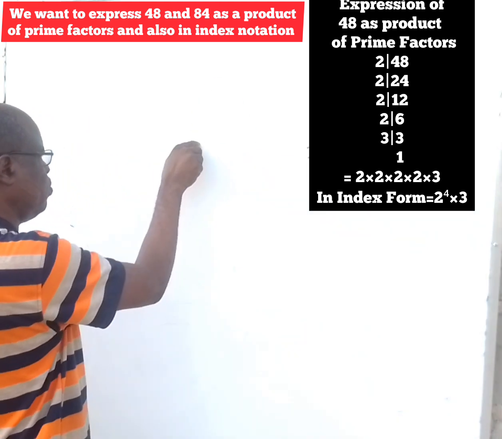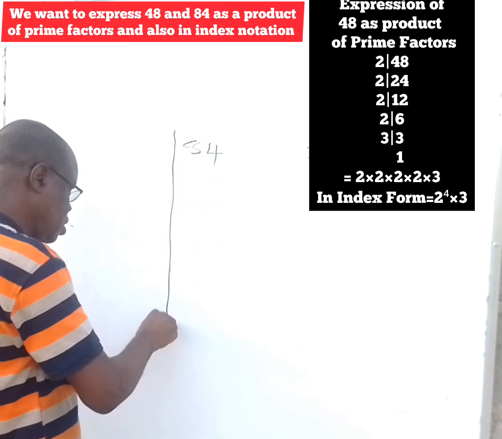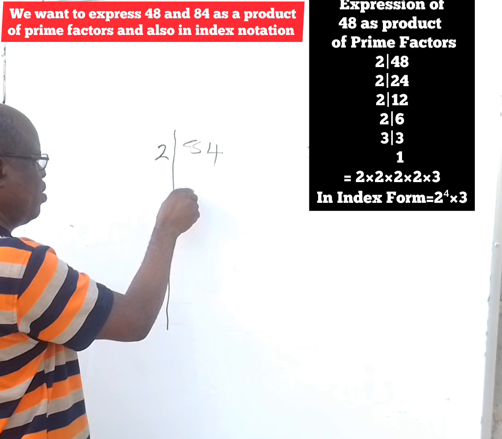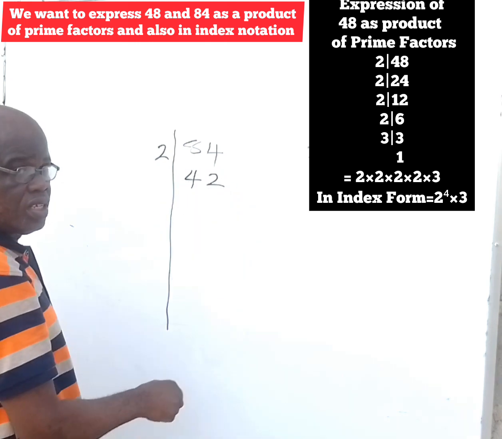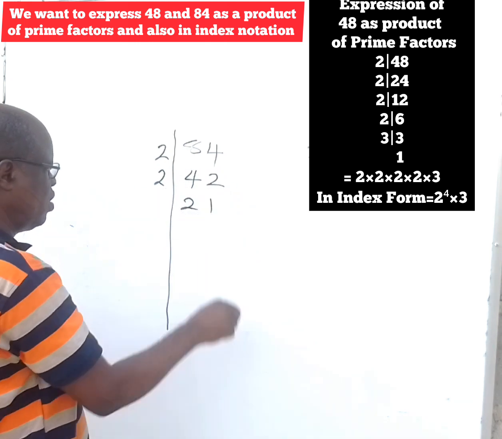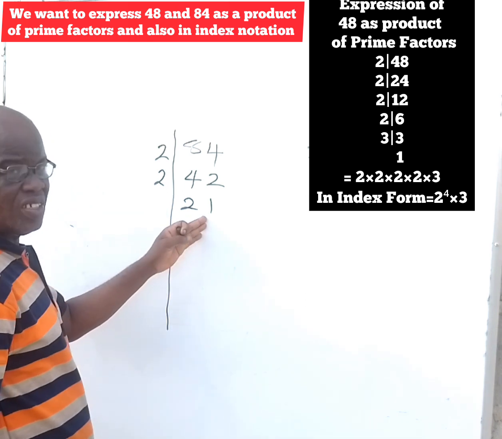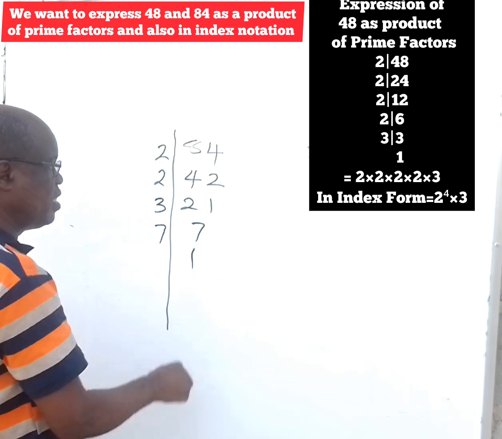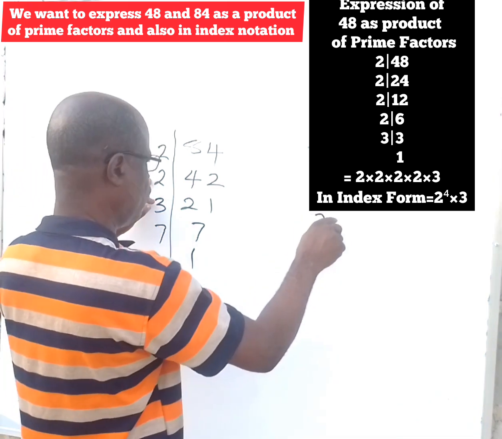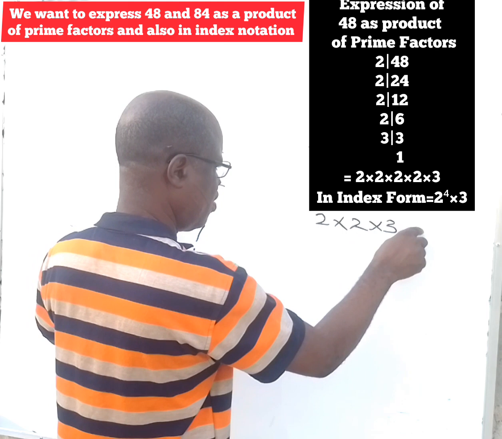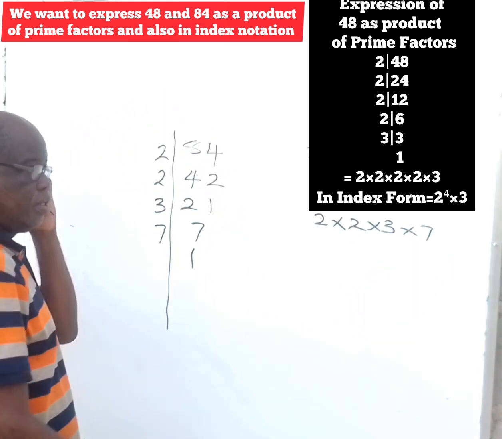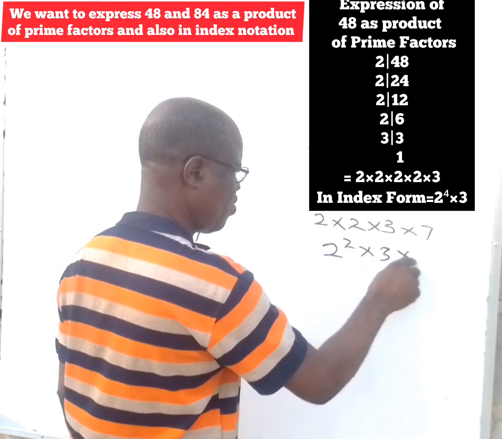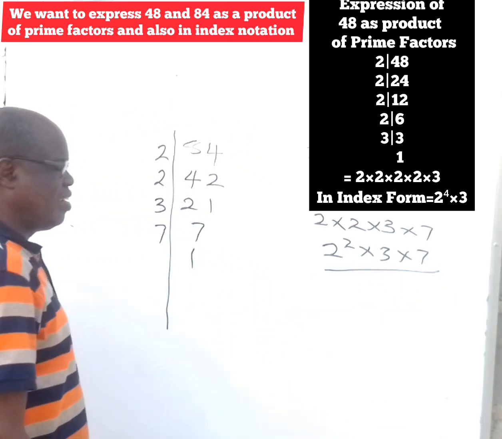84. So the least prime number that can go without remainder is 2. So you have 4 here, you have 2. So you still continue with 2. So if you divide by 2, there will be remainder. So go to the next prime number. And 7, 1. So this is 2 times 2 times 3 times 7. So if you want to write it in index notation, you have 2 raised to the power 2 times 3 times 7. And that's all.